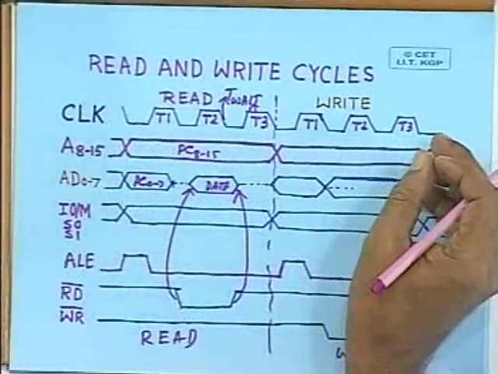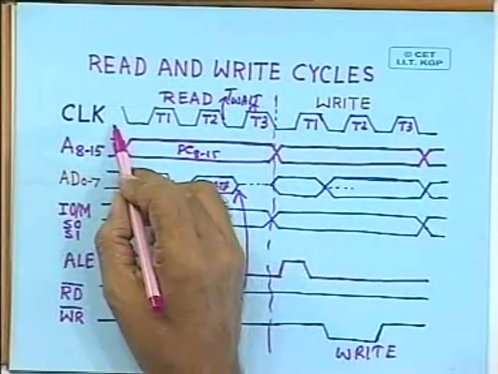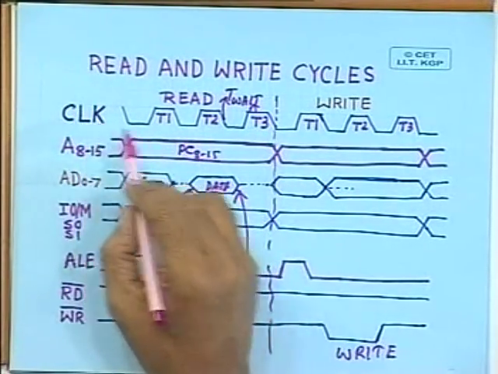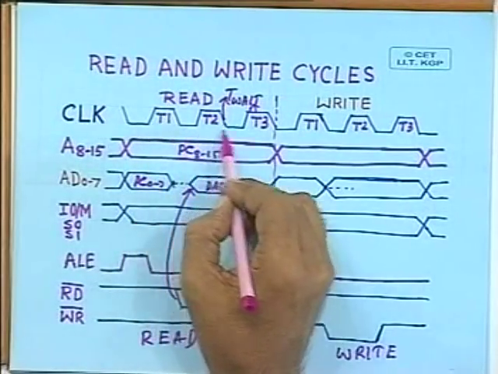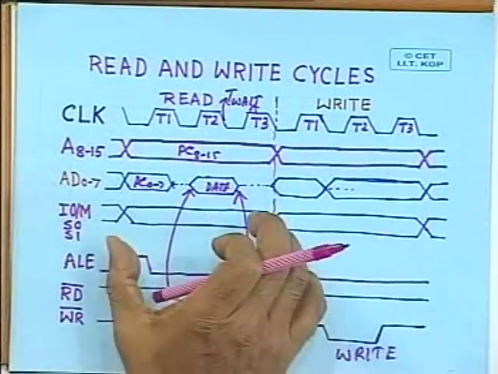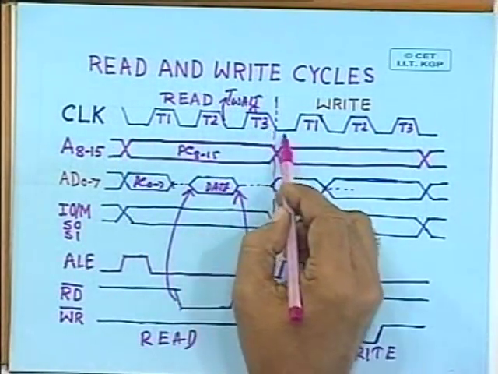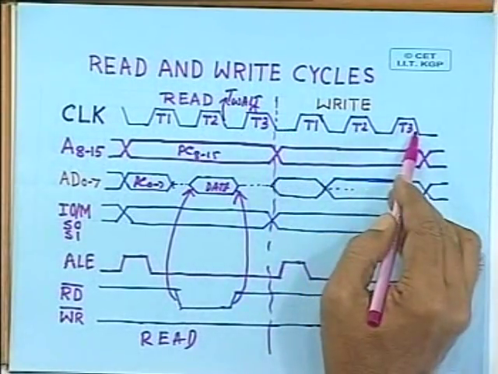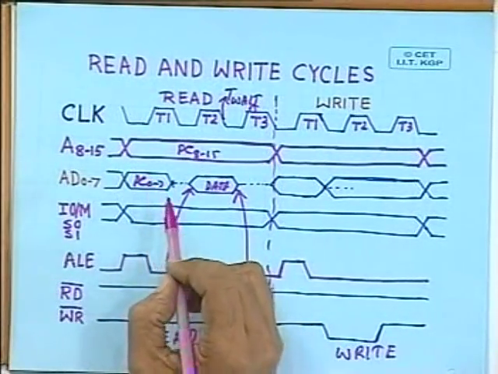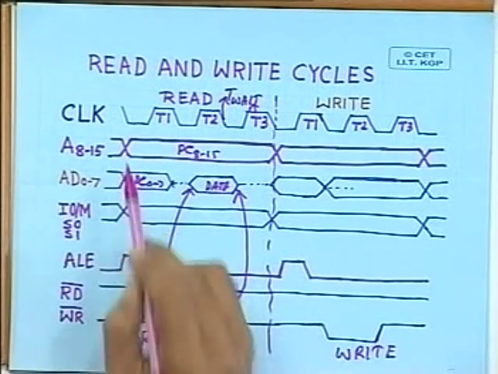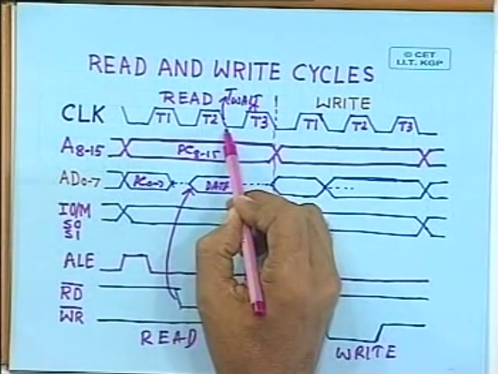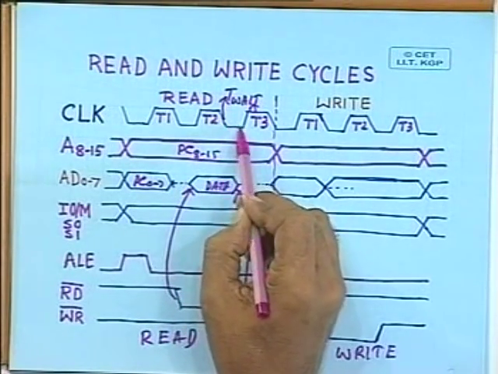On the other hand, the microprocessor is running according to its own timing. Depending on the clock frequency, it keeps on generating these T1, T2, T3 cycles for reading, and T1, T2, T3 cycles for writing. So this is the time which is used for reading, and this is the time that is used for writing. Now, here you see, after you generate the address, the reading is done somewhere around here. Reading has to be finished somewhere here.